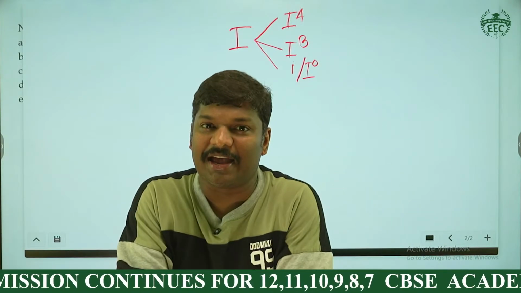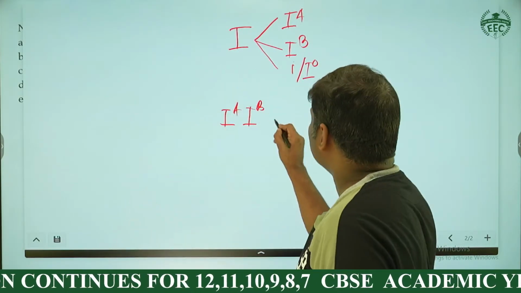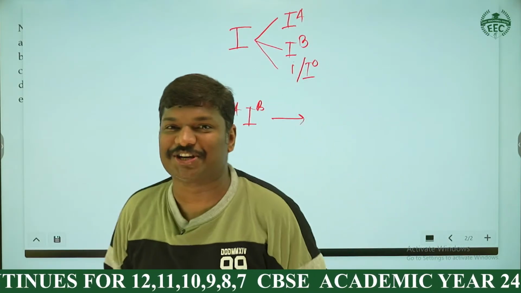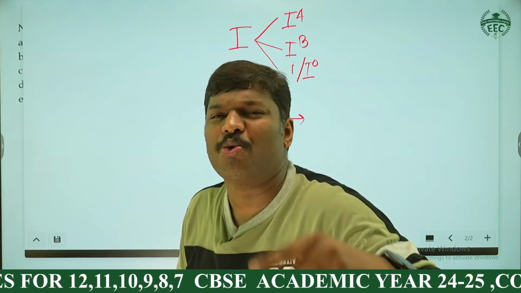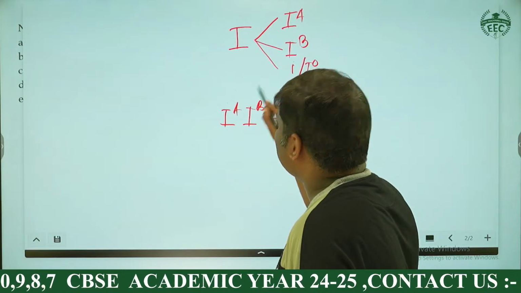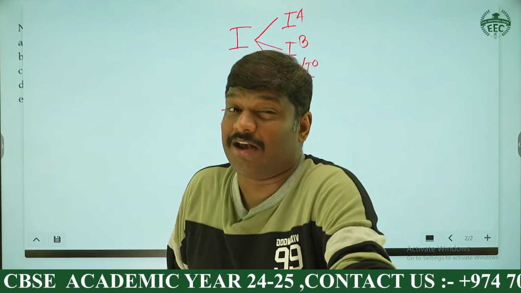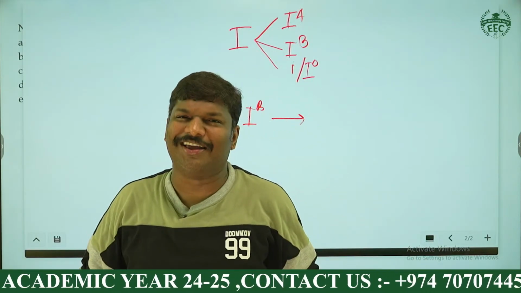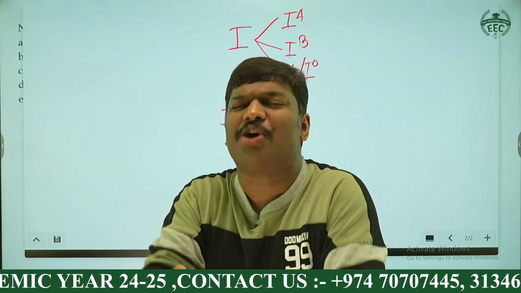Father is giving IA, mother is giving IB. When both come together, it is a heterozygous condition. In the heterozygous condition, what is the rule of Mendel? What is the law of Mendel? One allele can completely dominate over the other one. Unfortunately, that law of dominance is not applicable here.